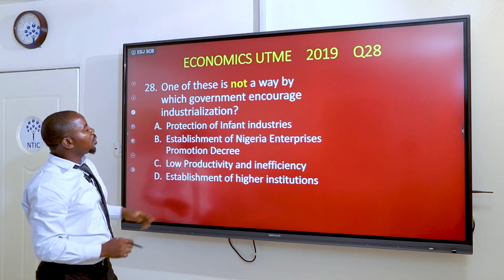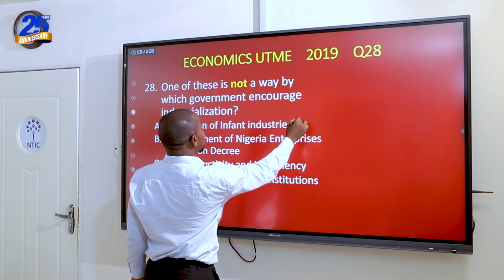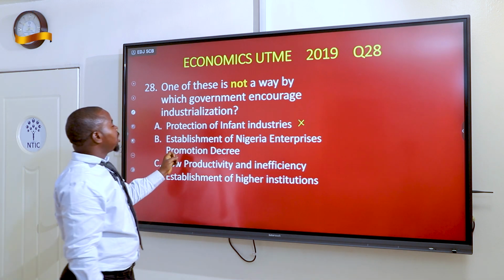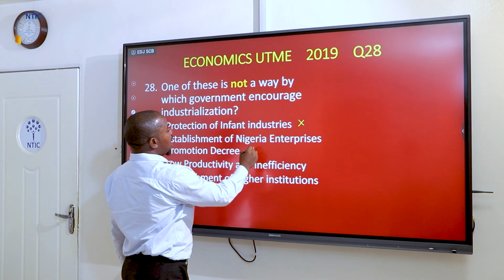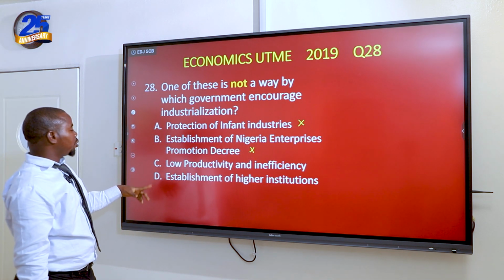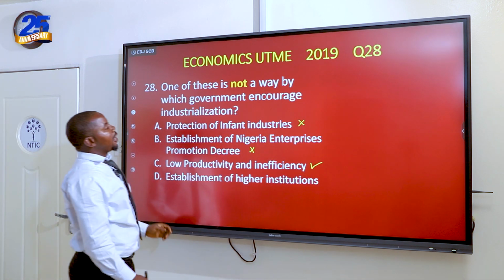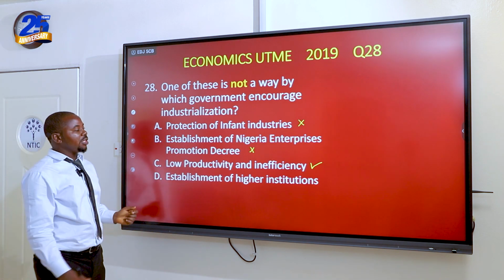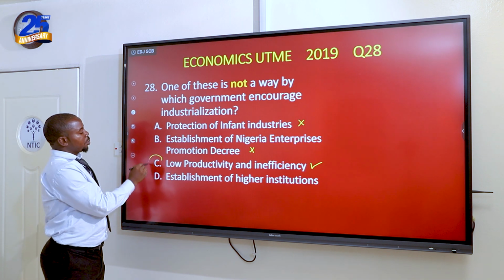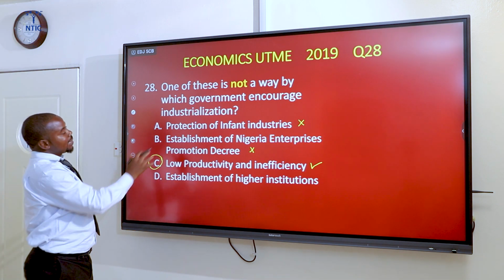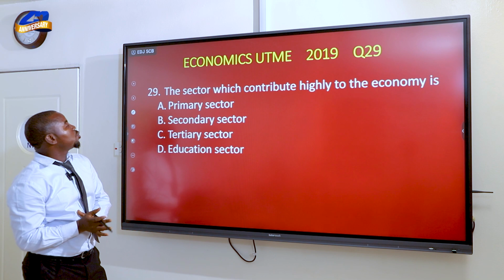Option A, protection of infant industries. Of course, this one will encourage industrialization when you protect infant industries. Then establishing of Nigerian enterprises promoting a decree. Of course, this one also promotes or encourages industrialization. Then low productivity and inefficiency. Of course, these will not encourage industrialization. There is low productivity or there's no efficiency of utilization of resources. So the correct option is option C, as this option will, instead of encouraging, discourage industrialization. So the next question, question 29.